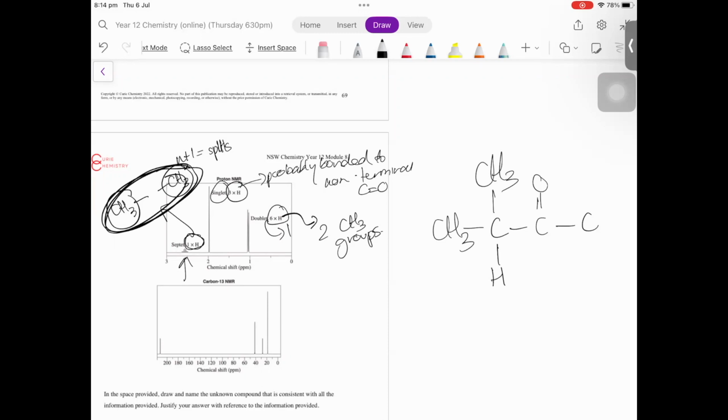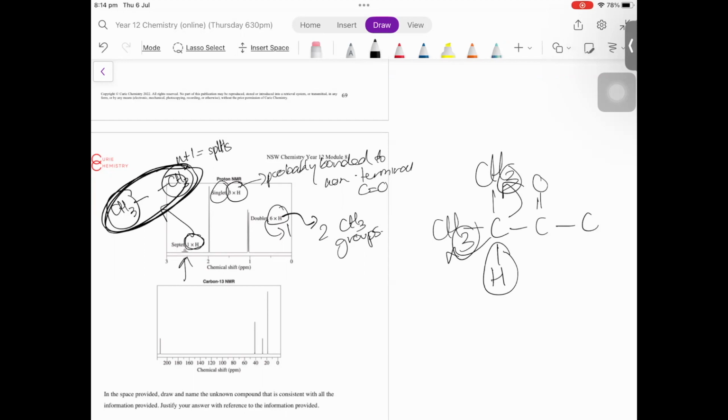And then because it's divided into a septet, this hydrogen has 6 neighbors. The neighbors are on the carbons next to it. So these are the carbons next to it, and there's 6. So that's how I put my methyls in. Can I get a thumbs up if that makes sense as well? I'm going to ask for a lot of thumbs up here to make sure that we're following along. Does that make sense too? Good.